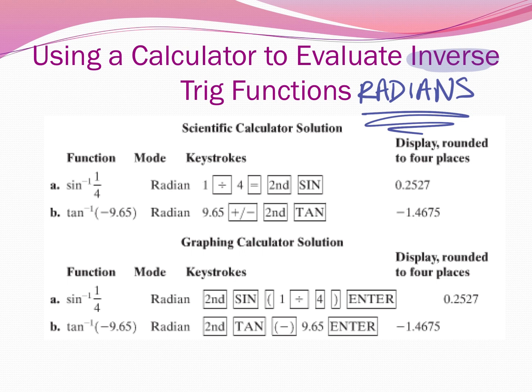So practice it. Just do sine negative 1 of 1/4. You should get 0.2527. Again, your mode should be in radians. If you're not in radians, you're going to get the wrong answer. And then do second tangent negative 9.65, and you get negative 1.4675. These should be easy questions. But if you put them in the wrong mode, you lose all those points, and there's no work to save you. So you need to be careful.